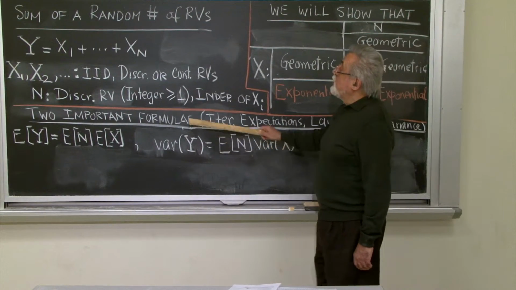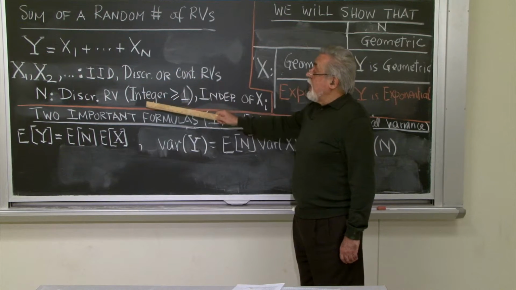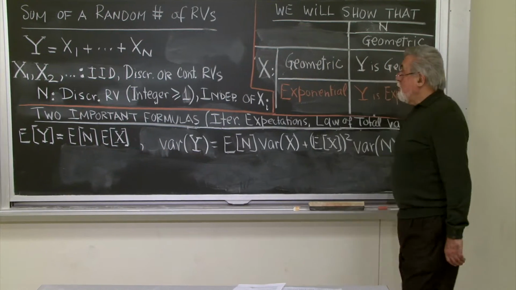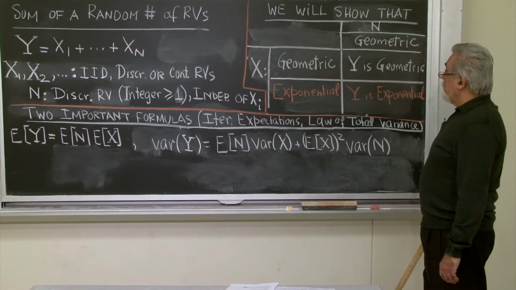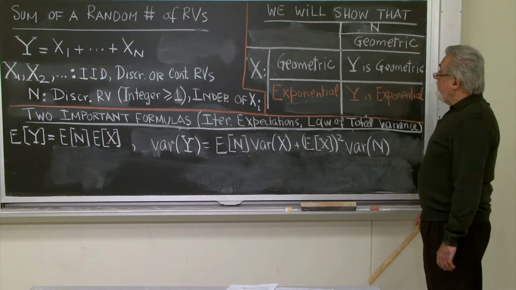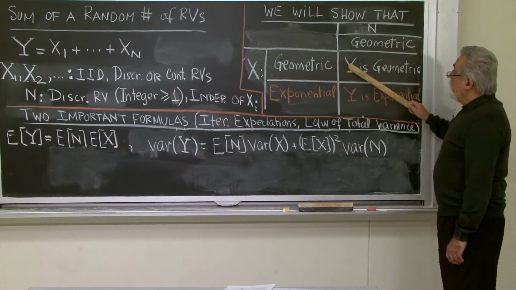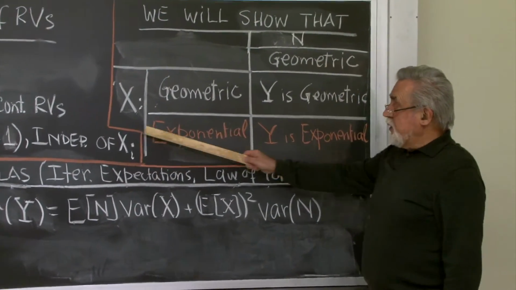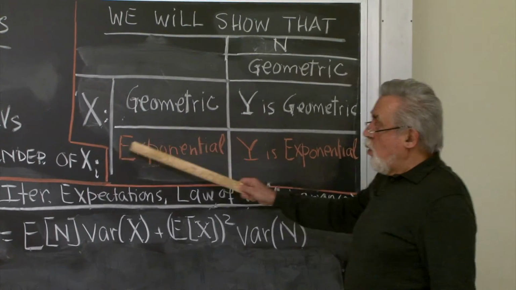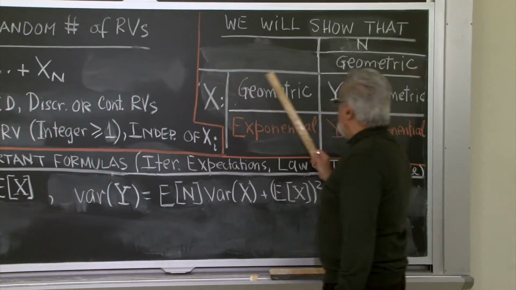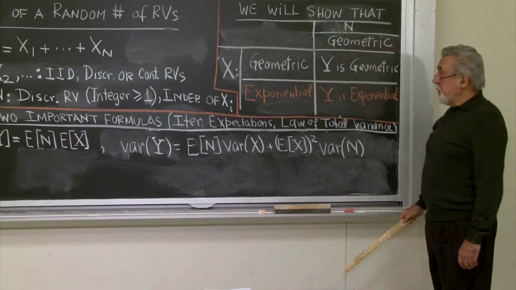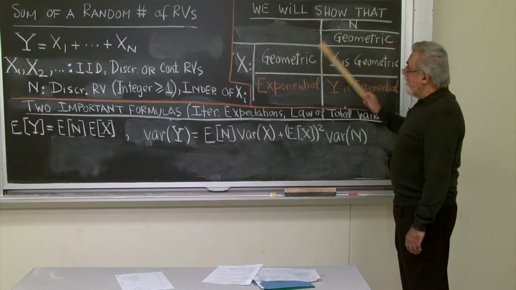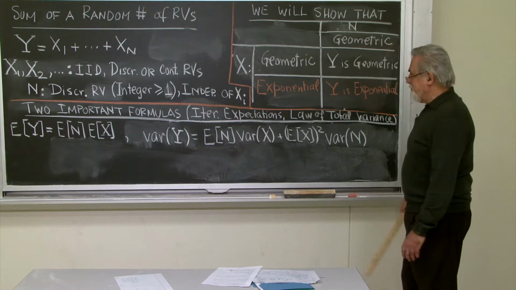Now we are going to make some specific assumptions about X and N, and we are going to derive not just the mean and the variance of Y, but also the entire distribution. So we're going to obtain favorable results. In particular, we're going to show that if N is geometrically distributed and X is geometrically distributed, all of these are geometrically distributed, then the sum is also geometrically distributed. So we have a result that has sort of a nice ring to it. The geometric sum of geometric random variables is geometric.